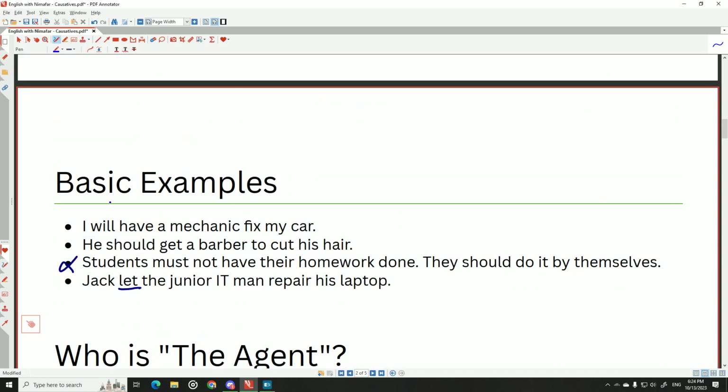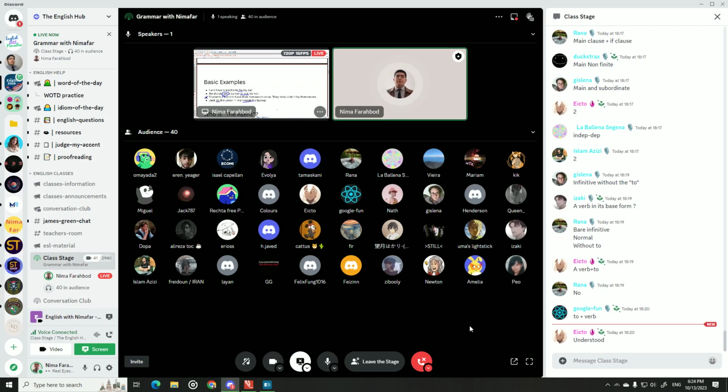I will have a mechanic fix my car. He should get a barber to cut. You see? To cut. Why? Because we have get. Or Jack let the junior IT man repair. We don't have to repair. No. But now I want everybody in this class, in this 40 student class, to make your own sentences.